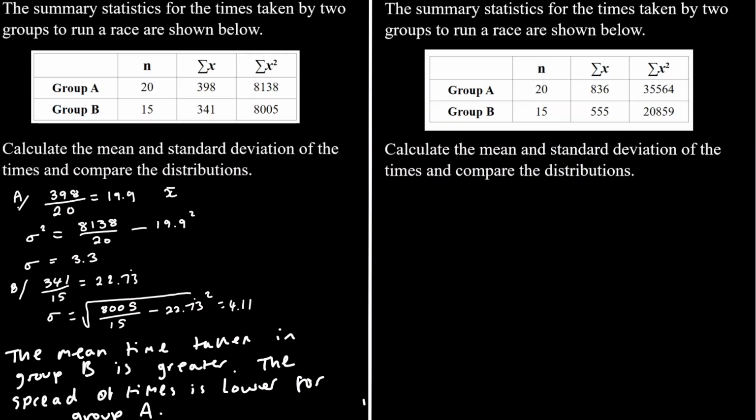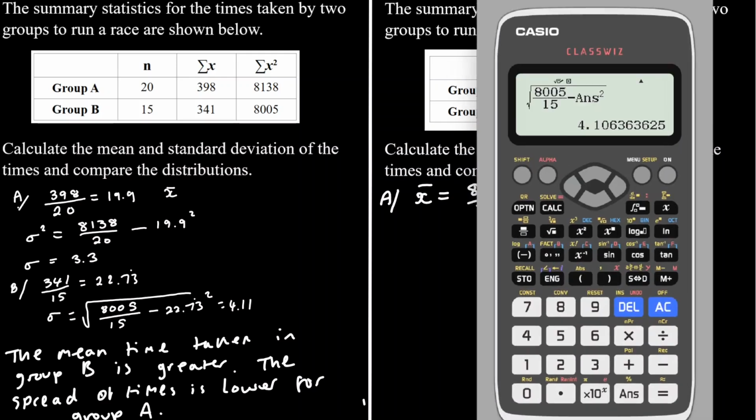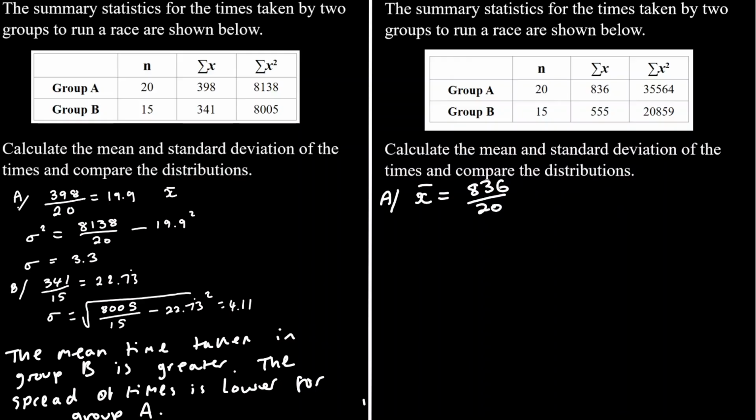And then one question for you to try. See if you can give it a go. So again, we've got two groups and we need to calculate the mean and standard deviation. So for group A, the mean is them all added up divided by how many? So 836 over 20, which is 41.8.